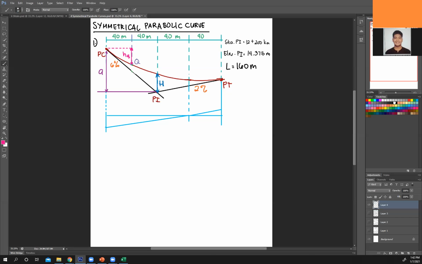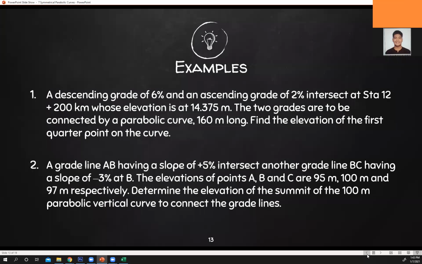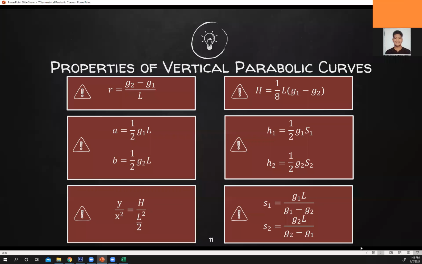So to get elevation of Q now, it's just elevation of your PI plus this value A, then minus your HQ. Okay, so PI is given. Next, I need to solve for A first. So we have a solution for A. We have an equation for that here.